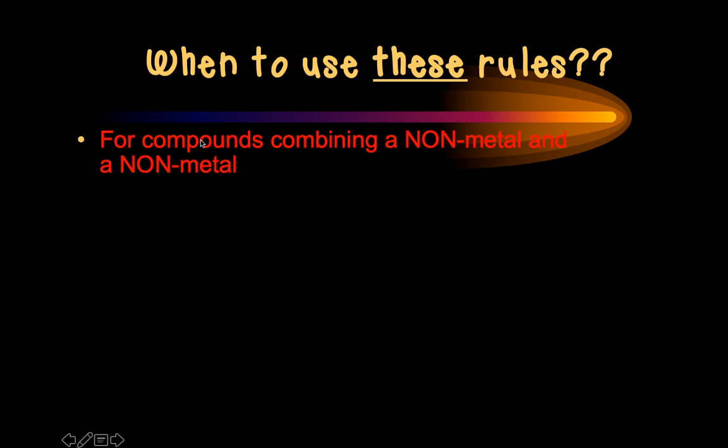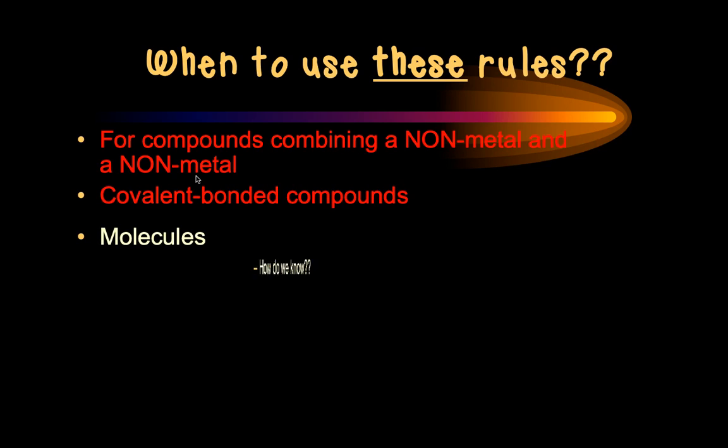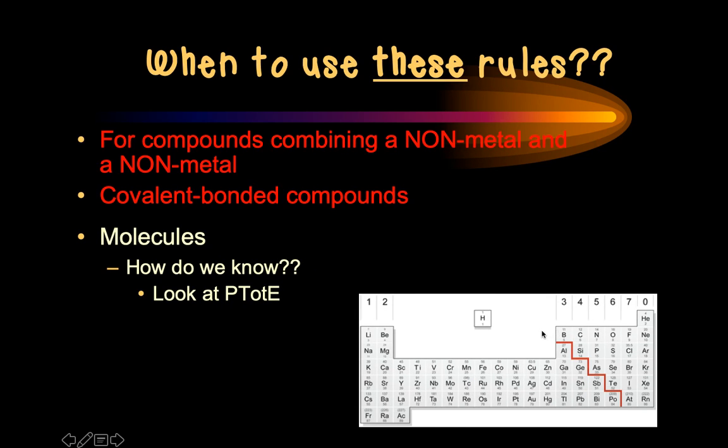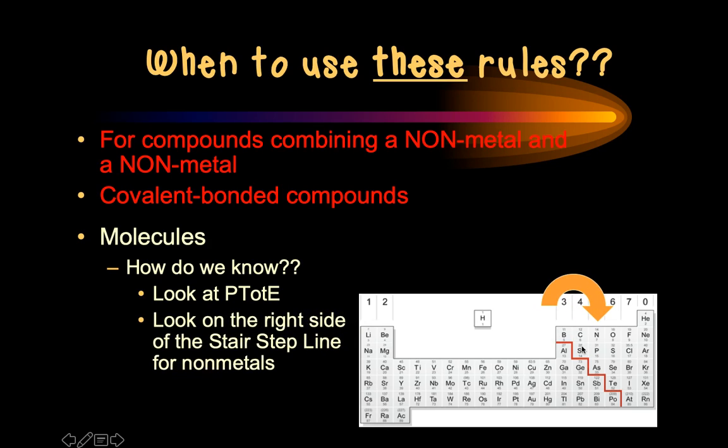If the compound is combining a nonmetal and another nonmetal. Remember, our ones so far have been either a group ion or a metal connecting to a nonmetal. These are covalent bonded compounds, molecules. And then remember, how do we know if it's a nonmetal? You look at the periodic table, anything on the right side of the stair-step line. So these are all of our nonmetals.